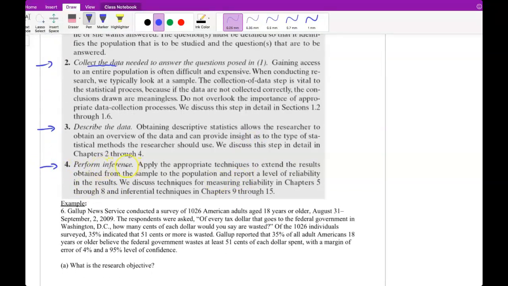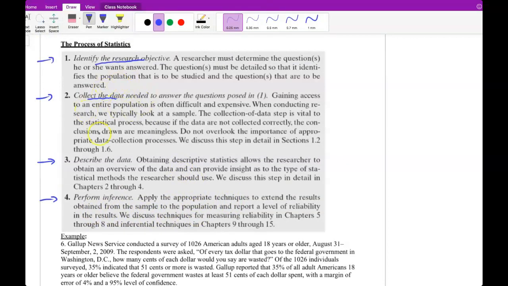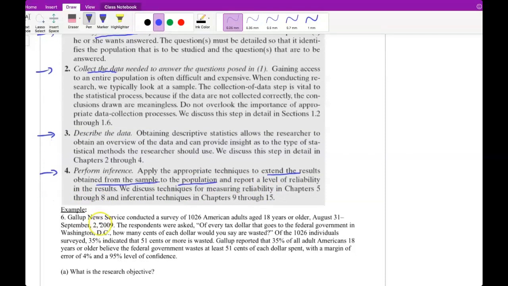Then step 4, perform inference. Apply the appropriate techniques to extend the results obtained from the sample to the population. Since here on this part we were not able to access the entire population, and instead we use a sample, we're going to use all those information that we collected and extend our sample to the population. So extending results obtained from the sample to the population and report the level of reliability in the results.